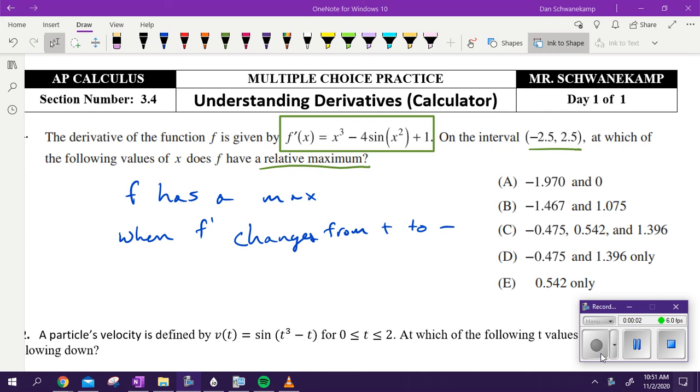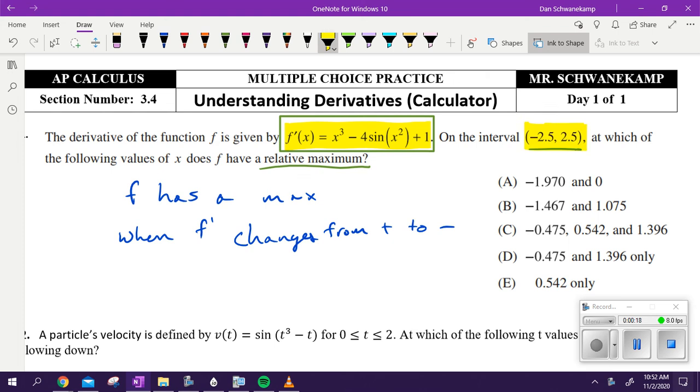All right, today we are focusing on calculator questions on the AP exam. Your next test will have calculator in it. I already got started on this with my in-person class, so let's look at it. The derivative of the function is given by this. That is f prime on this interval, so making sure we're paying attention to that.